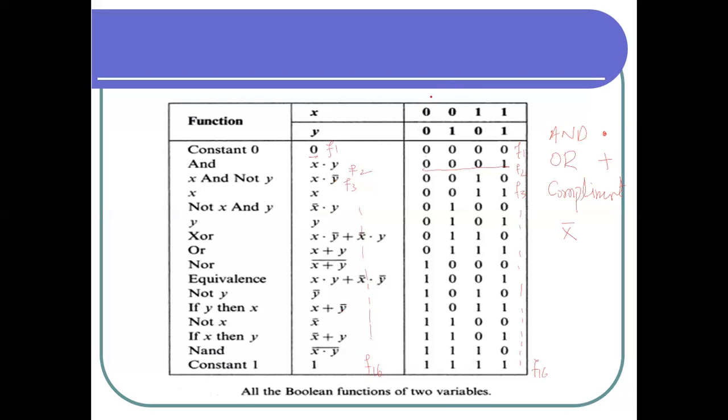So these are just inputs. This is input, input, two inputs, and this is a single output. 0, 0 is mapped to 0, 0, 1 is mapped to 0, then 1, 0 is mapped to 0, and 1, 1 is mapped to 0 under f1. So these are all the possible Boolean functions on two variables.